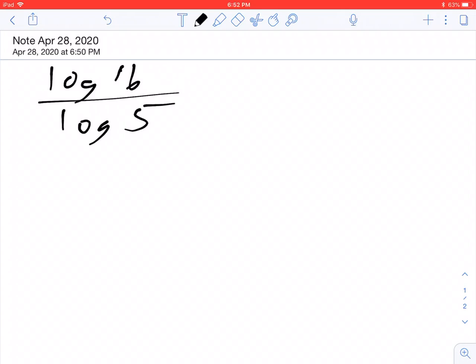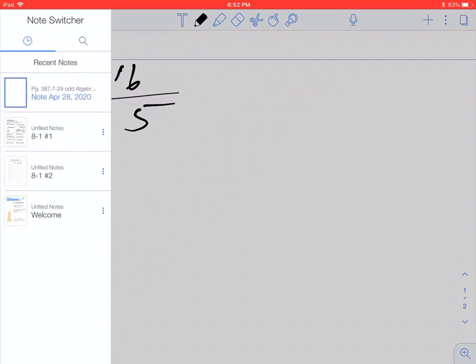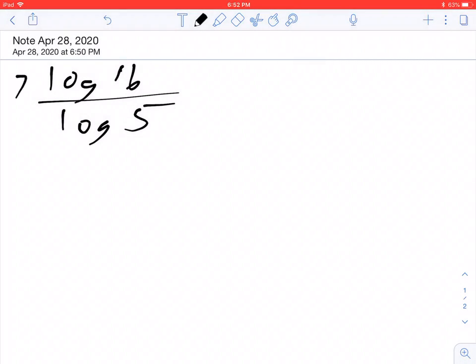Now, they didn't want us to actually get the answer. They just said rewrite it as the common log. The common log is base 10. So as you can see, there's no base written there. Therefore, it's the common log. So this is number 7. That was part A. Part B to number 7 was the natural log. So same thing, just natural log of 16 divided by natural log of 5.